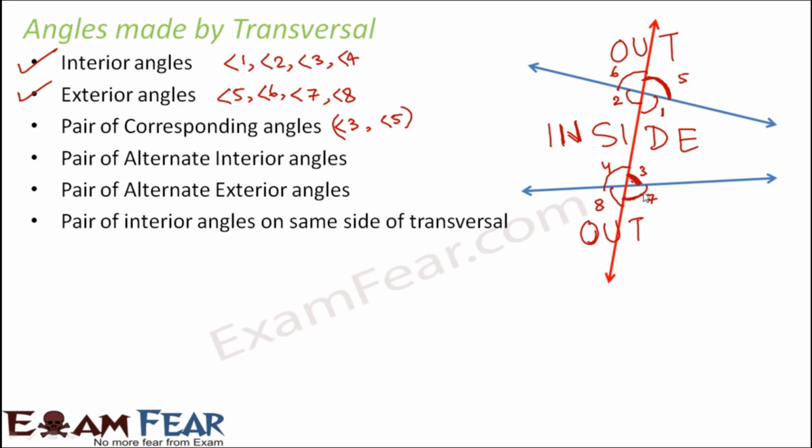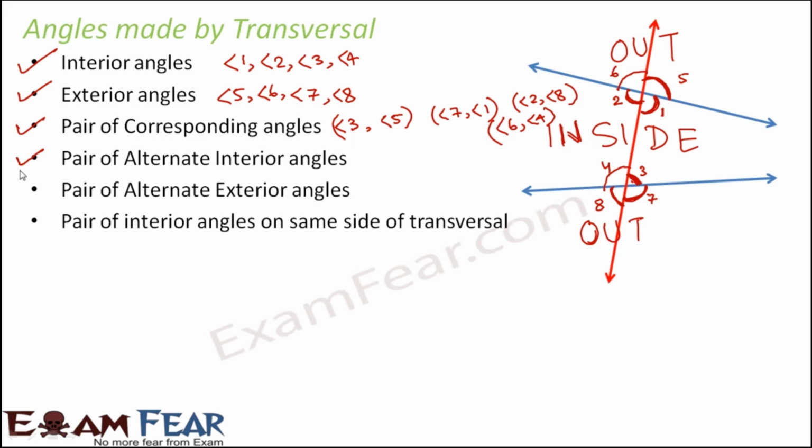Similarly, can you tell me which would be the corresponding angle for angle 7? Yes, angle 1. So angle 7 and angle 1 also form a pair of corresponding angles. Similarly, what would be the corresponding angle for angle 2? For angle 2, it would be angle 8. So angle 2 and angle 8 also form a pair of corresponding angles, and finally angle 6 and angle 4 also form one set of corresponding angles. These are called corresponding angles because they are located at corresponding positions relative to the two lines.